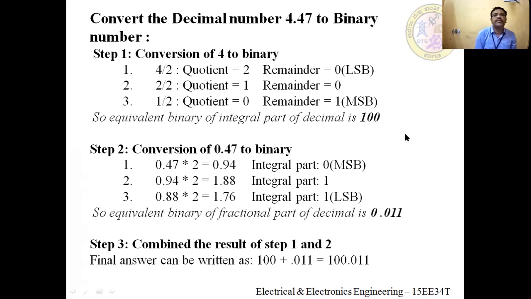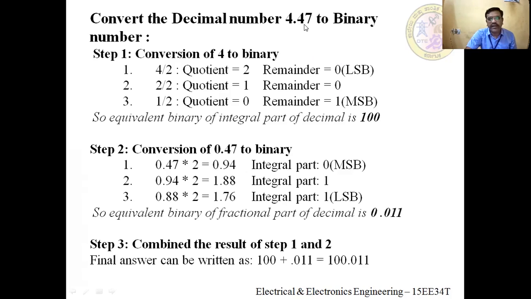So here this is the example 2 of converting a decimal number to its binary. So what is the given number? 4.47. 4.47 is the decimal number. We have to convert it to binary.